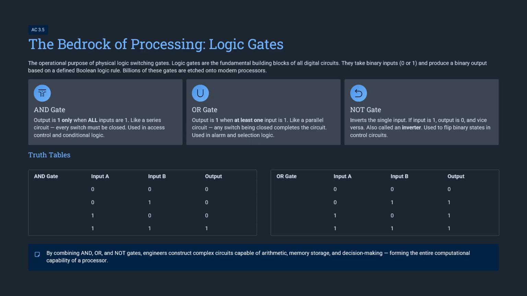Next, let's look at logic gates, which are the foundation of computer processing. Logic gates perform simple operations using binary inputs 0 and 1. Common logic gates include AND gate, OR gate, and NOT gate. These gates work together to help computers make decisions and process data efficiently.